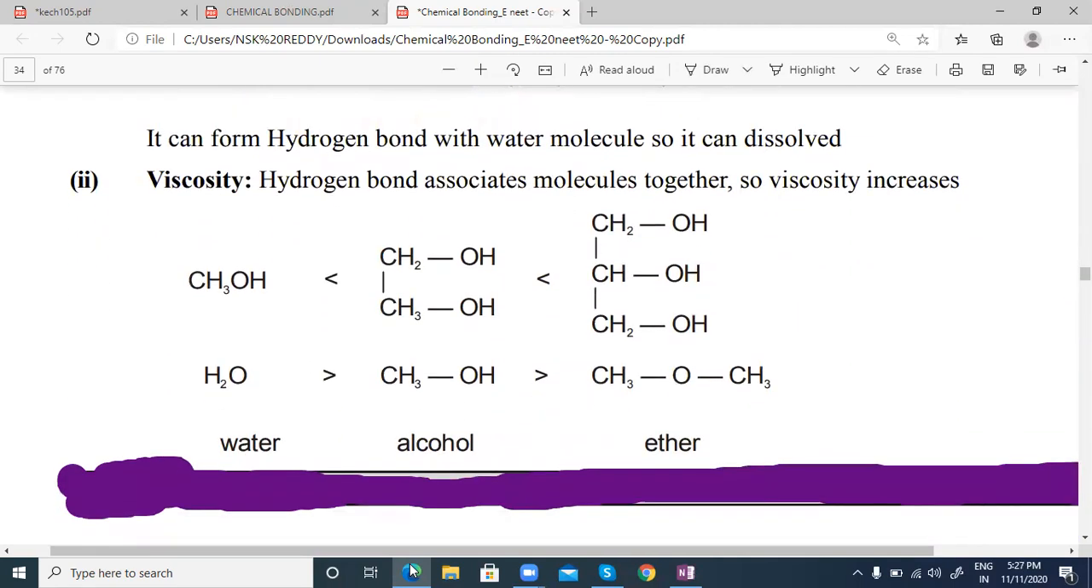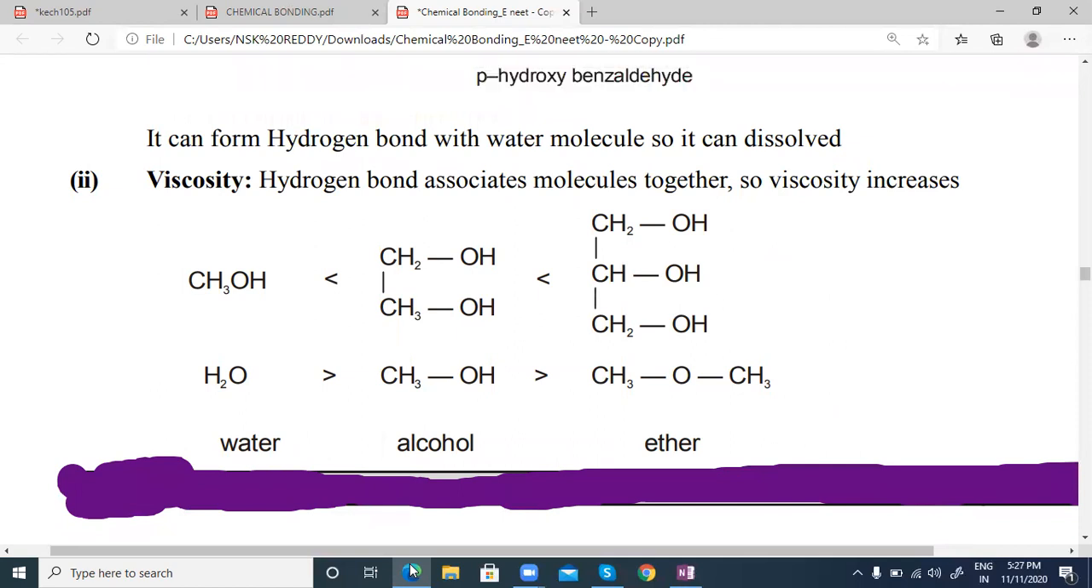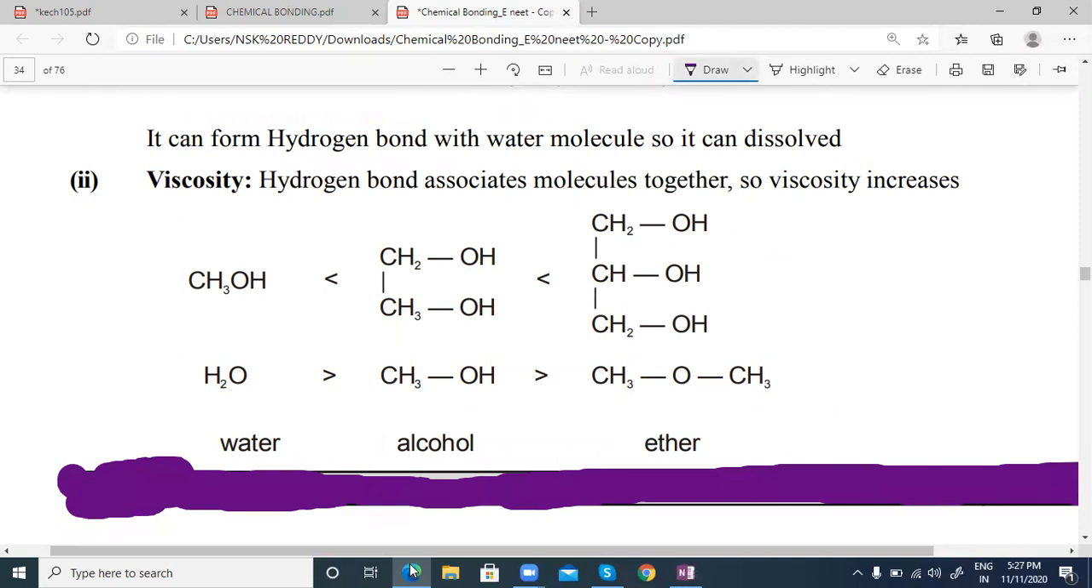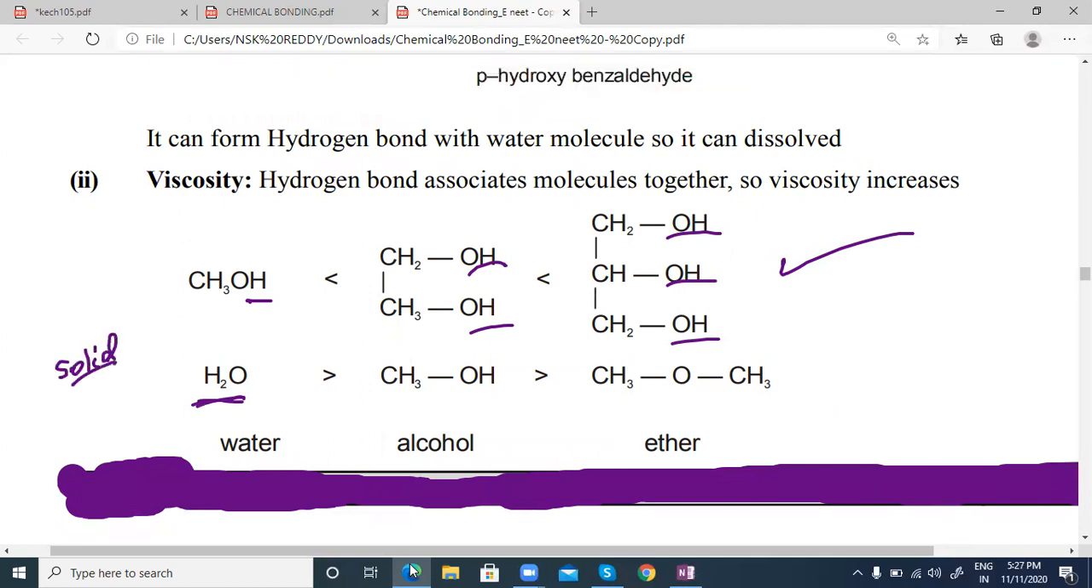Viscosity: hydrogen bonds associate molecules together, so viscosity increases. That's the common point: the more hydrogen bonds, the more the viscosity. You can find this out very simply. Here three OH groups can form more hydrogen bonding. Here only two OH groups can form fewer, and this one is still less. So that gives the viscosity order. And water also can form more hydrogen bonds; in solid state we already counted four. Here there is one, and here no hydrogen bonding, that's why less viscosity.